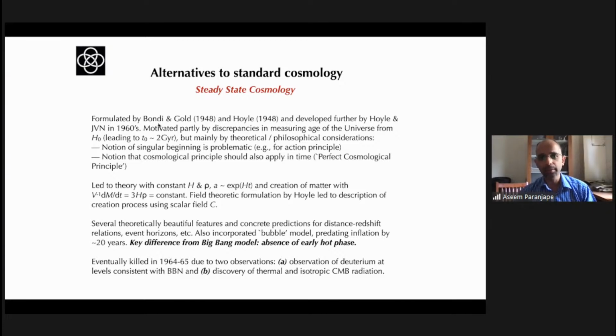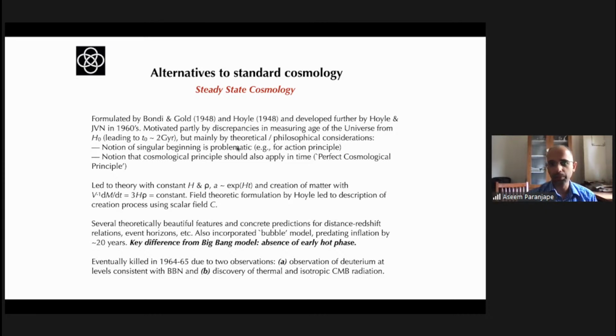But at the time, there were these discrepancies, and this was partly the motivation for developing a model of cosmology which does not have a Big Bang. But this was only part of the motivation. The main motivation for these alternate models was the fact that standard Big Bang cosmology had an issue. It had a singularity at the origin of time. The theory itself broke down at the origin of time. Okay, so these theoretical and philosophical considerations were what motivated these people to look into other ways of addressing the cosmological issues. So, for example, the notion of the singular beginning was problematic.